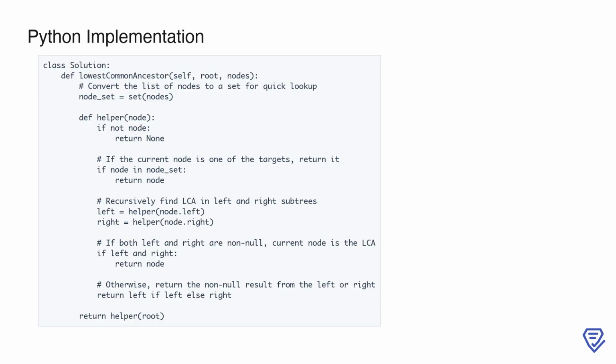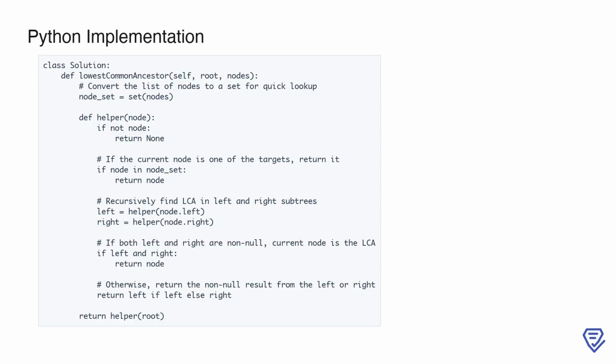The function then recursively explores the left and right subtrees to determine if the target nodes are found in those branches. If both left and right recursive calls return non-null values, it means the current node is the lowest common ancestor, as the target nodes are split between the left and right subtrees. If only one of the left or right recursive calls returns a non-null value, it means the target nodes are all located in one subtree, so the result from that subtree is propagated upward. Finally, the helper function is invoked with the root node, and the result is returned as the LCA of the given set of nodes. This implementation efficiently finds the LCA by leveraging the properties of binary trees and recursion, ensuring correctness and clarity.